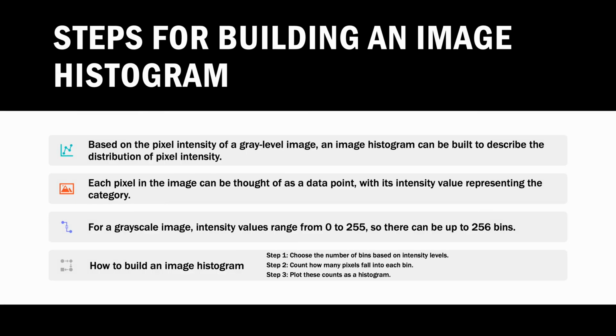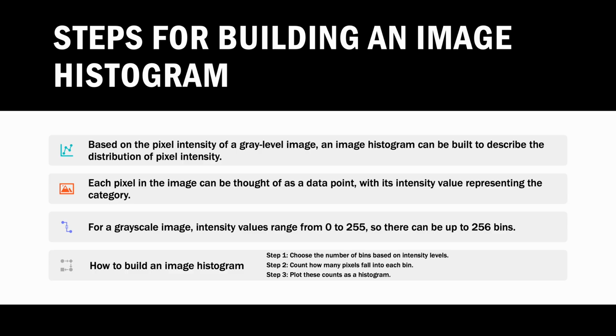Each pixel in a grayscale image can be considered as a data point, with its intensity value ranging from 0, pure black, to 255, pure white. To describe the distribution of these pixel intensities, we can build an image histogram. For a grayscale image, this means we can have up to 256 bins, one for each possible intensity level. Just like we grouped students by age earlier to build a histogram, here we group pixels by their intensity values.